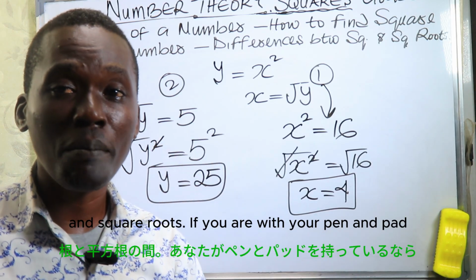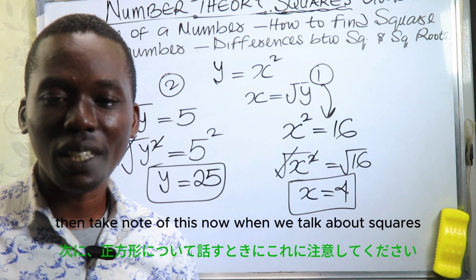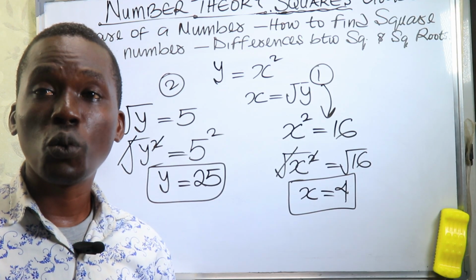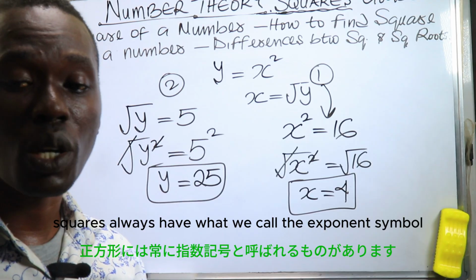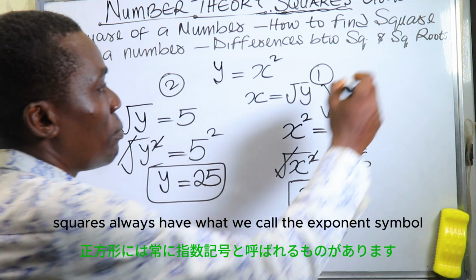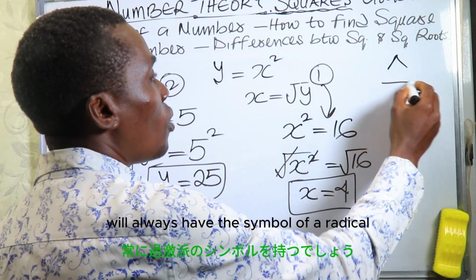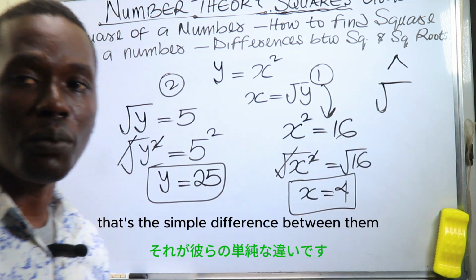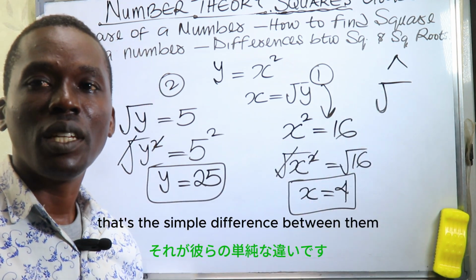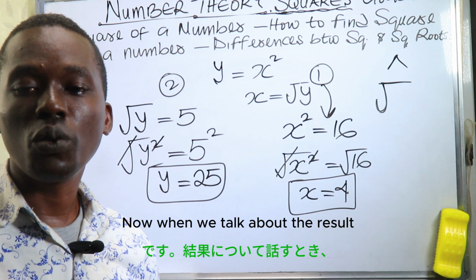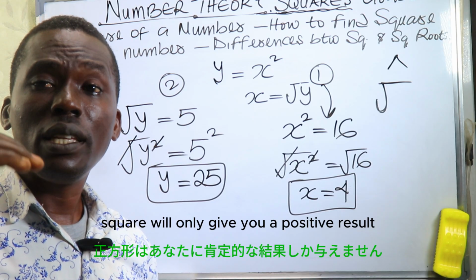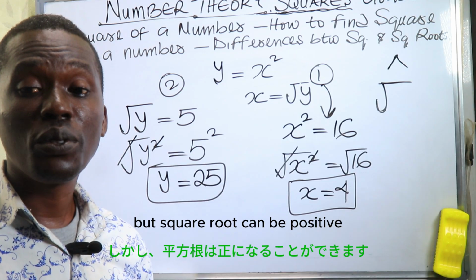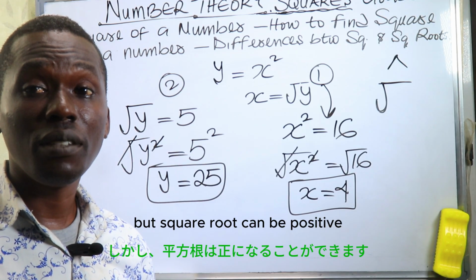Now, let us highlight some few differences between squares and square root. If you are with your pen and pad, then take note of this. When we talk about squares, squares always have what we call the exponent symbol. But square root will always have the symbol of a radical. That's the simple difference between them. Now, when we talk about the result, square will only give you a positive result. But square root can be positive and negative.